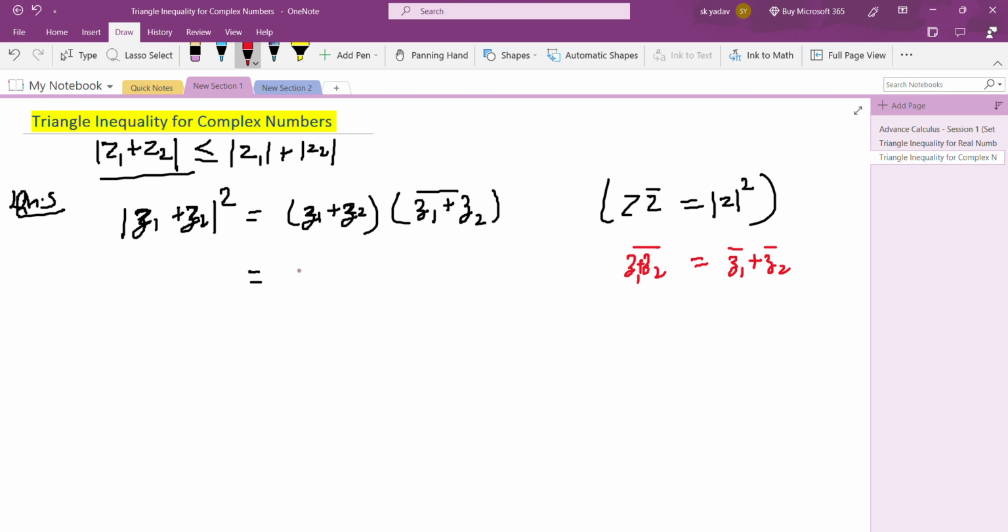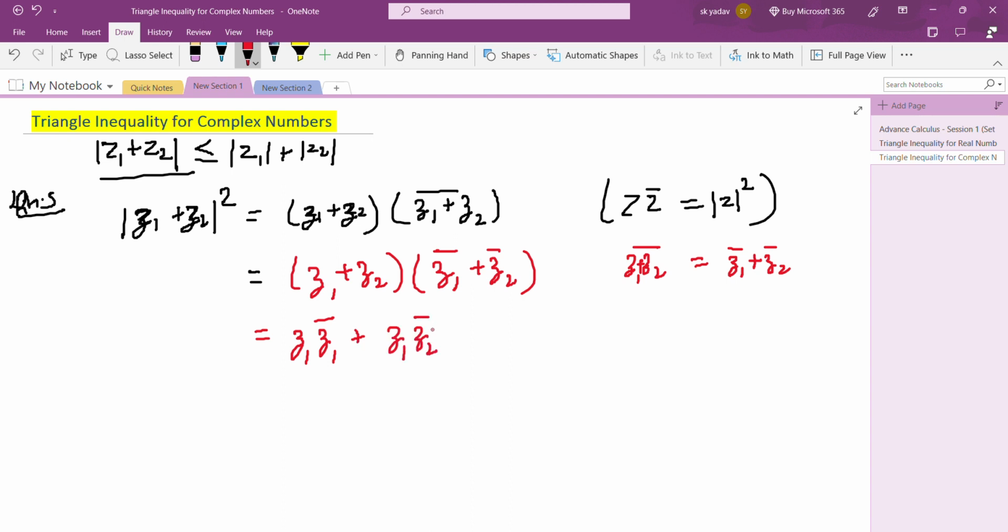So we will split this one as Z1 plus Z2, and then split the conjugate as Z1 bar plus Z2 bar. Now we cross multiply: Z1 and Z1 bar, then Z1 and Z2 bar, then Z2 and Z1 bar, then Z2 and Z2 bar.